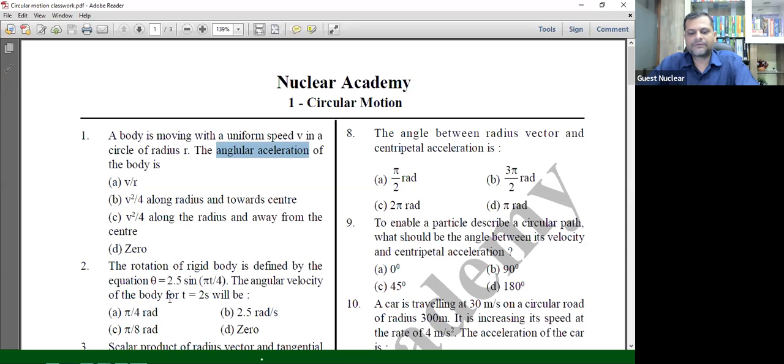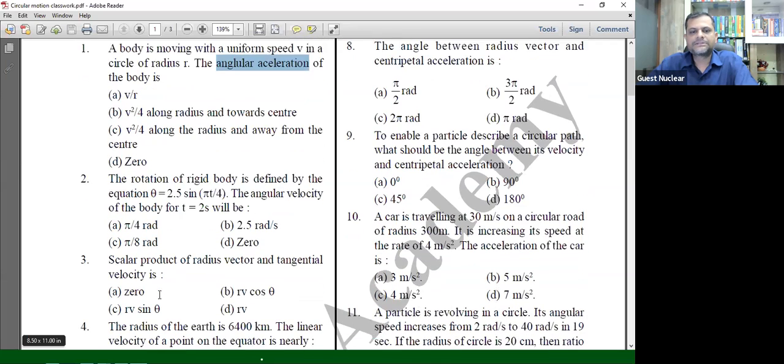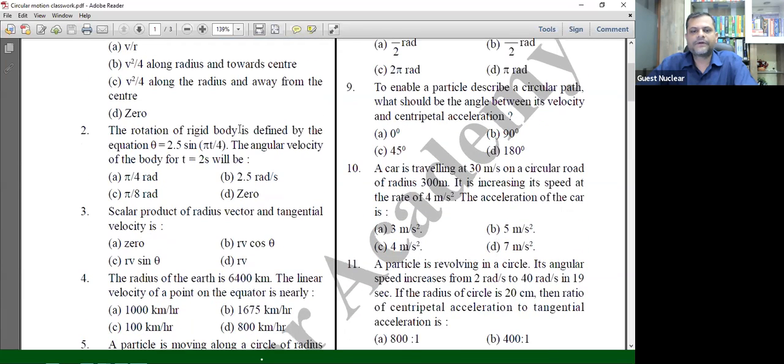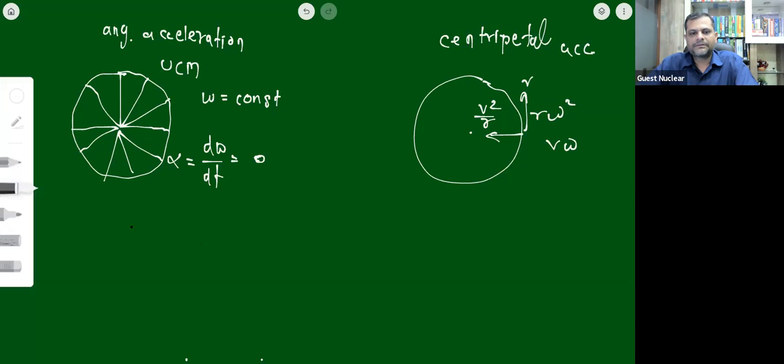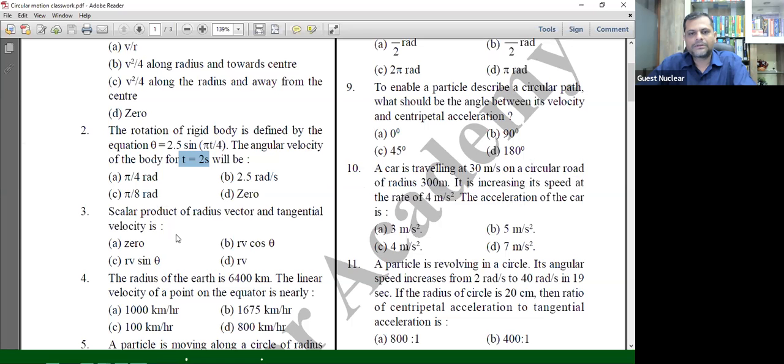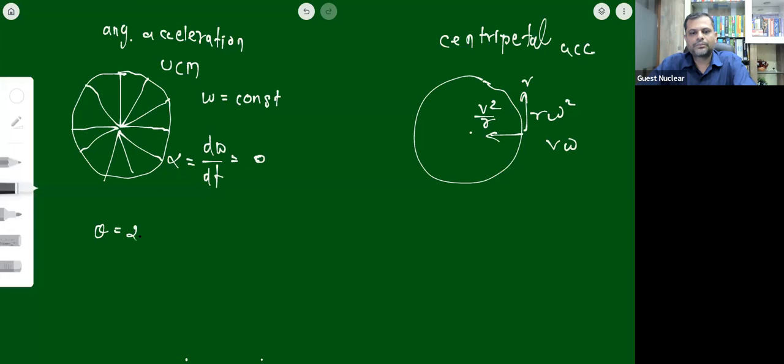चलो ठीक है, the second question we can talk about is: the rotation of a rigid body is defined by this equation, theta is equal to 2.5 sin pi t by 4. The angular velocity of the body at t equal to 2 seconds will be. तो देखो यहाँ पे थीटा कितना दिया हुआ है, just check, 2.5 sin pi t by 4, right? So देखो 2.5 sin pi upon 4, this is the value of theta, correct है?